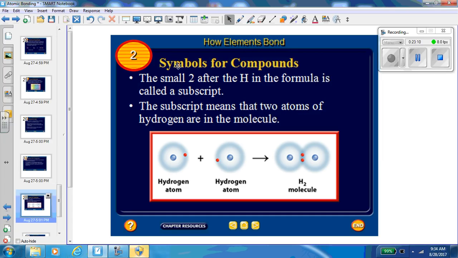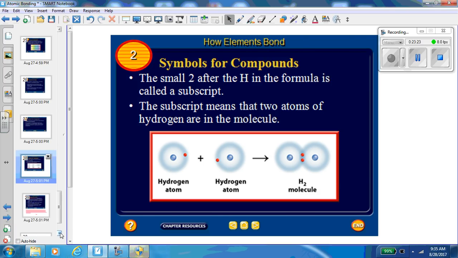The small 2 after the H in the formula is what we would call a subscript. That's the 2 here that you see. The subscript just really tells you how many atoms of that element are making up that molecule. That's what the subscript will tell you.